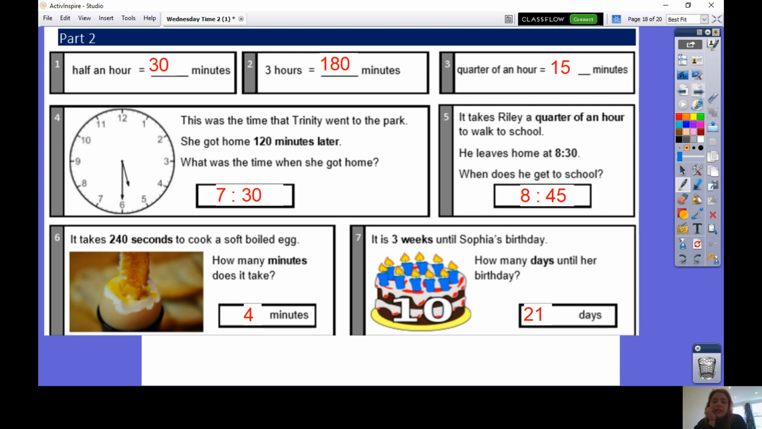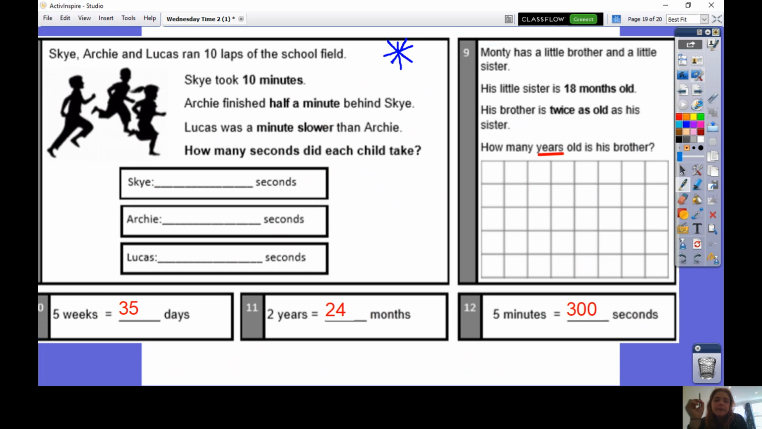Okay, your next group of questions, they were kind of quite straightforward, so I've just put your answers up for you. 120 minutes later, that's 2 hours later, making it 7:30. Okay, for this next group of questions, the bottom ones were quite simple, but I'm going to go through these 2 for you, or with you, in case you found them tricky.